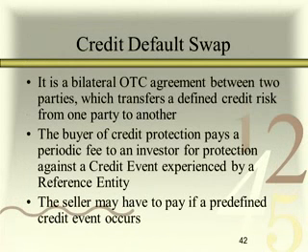A credit default swap is just like we talked about with the interest rate. It's an over-the-counter agreement between two parties. It transfers a defined credit risk from one party to another. It's an insurance. You pay a premium and you get insurance against the people you loan money to going bankrupt.